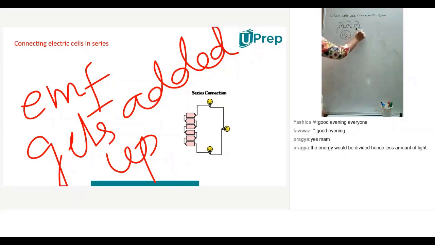Electrons will start flowing as they come here. There is no path for them to continue to move because the circuit is broken here. How will they get connected to the other bulb and make the path? It's not possible, right? Yes, ma'am. It's not possible.